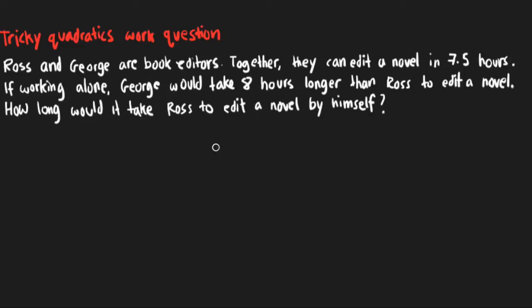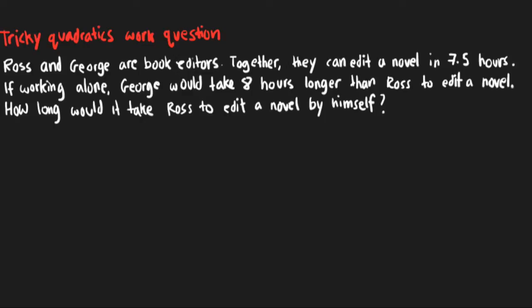So these types of questions typically tell you something about their performance when working together. So here, we're told that Ross and George can edit a novel in 7.5 hours if they work together. And then typically the question will ask you what would happen if one of the two worked individually. So here we want to know how long would it take Ross to edit a novel if he was working alone.